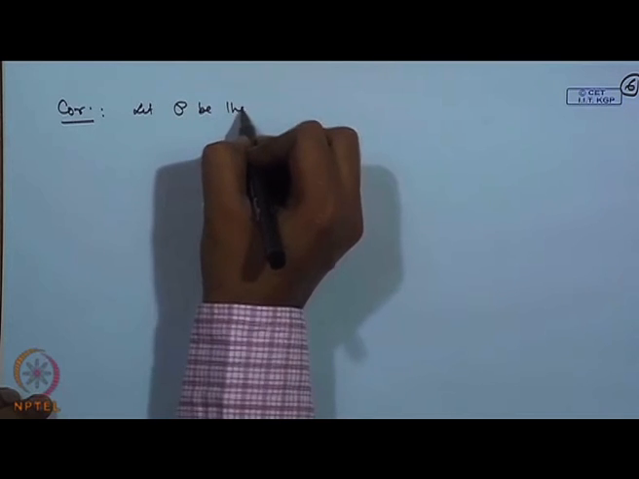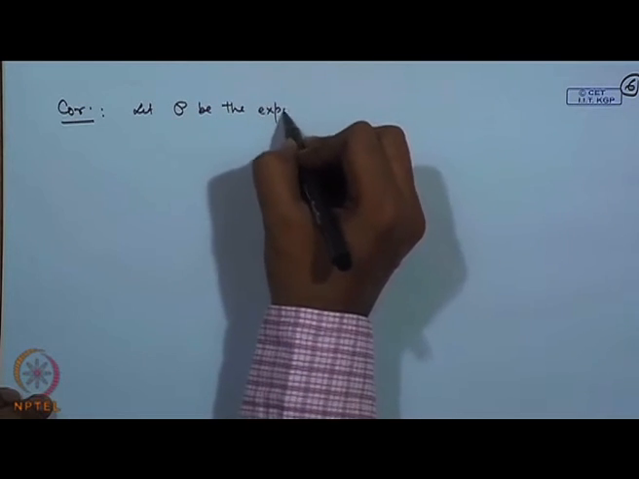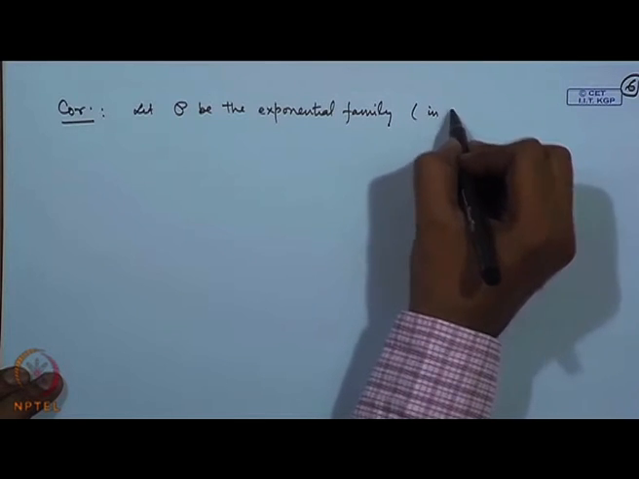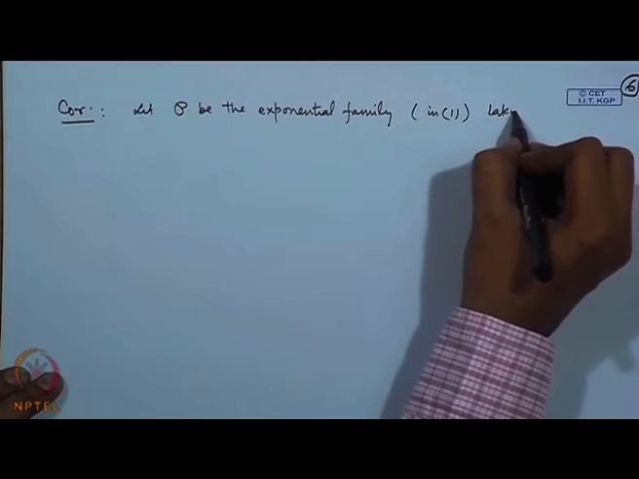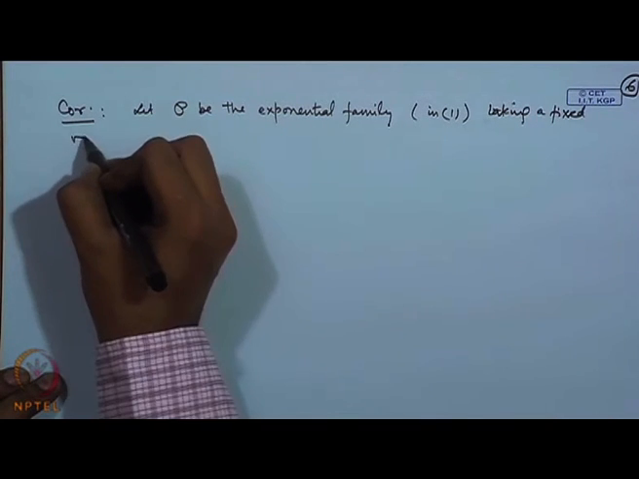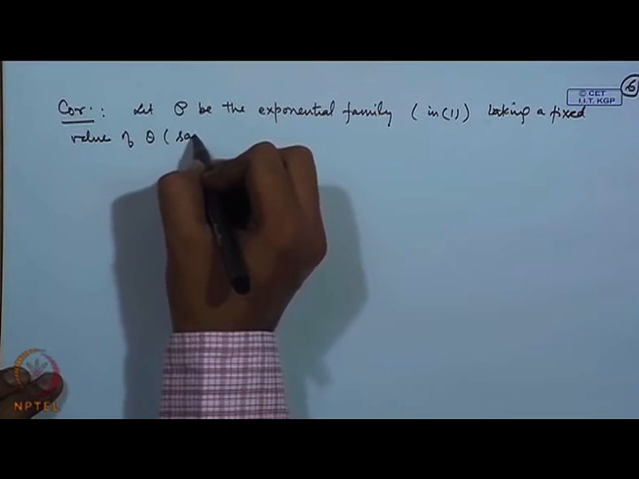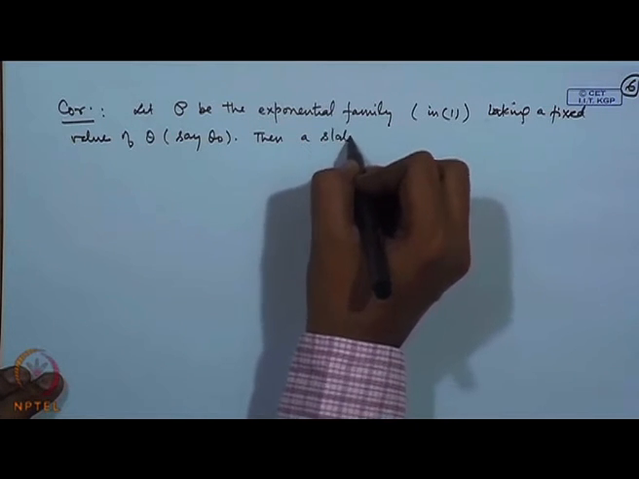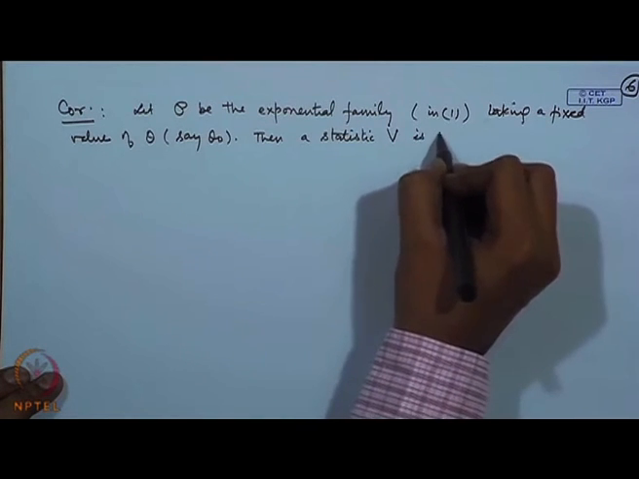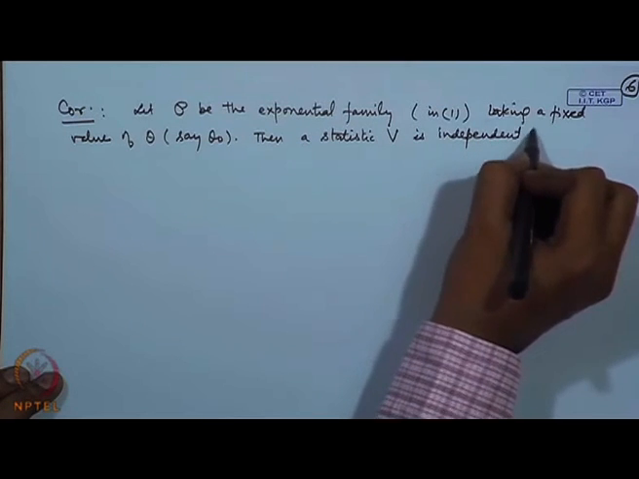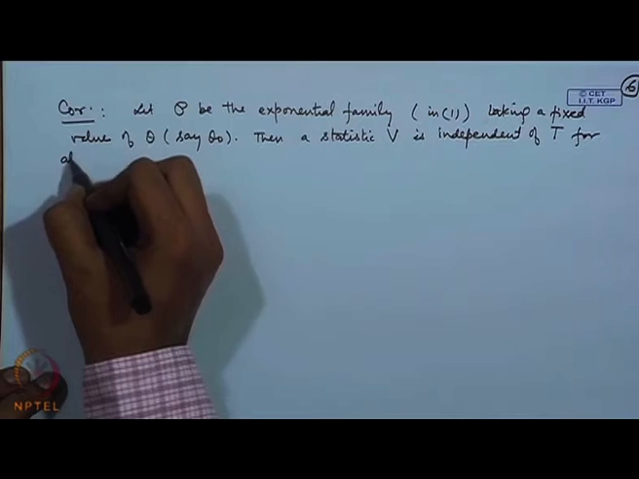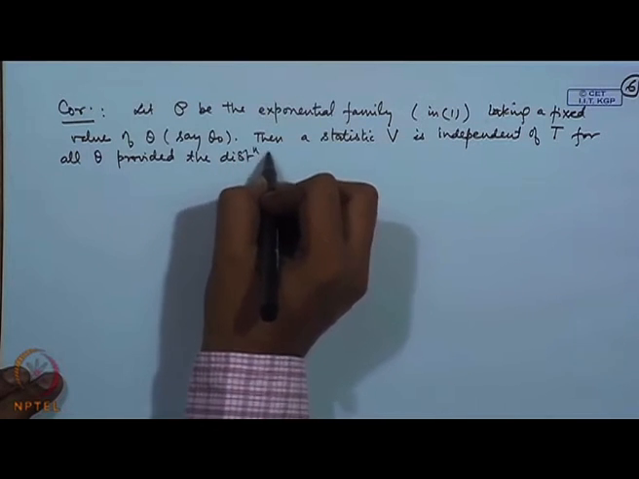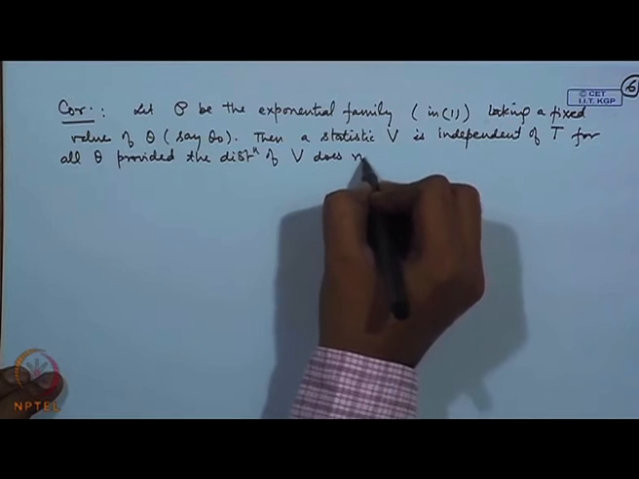Let P be the exponential family in 1, and taking a fixed value of, say, theta, then a statistic V is independent of T for all theta, provided the distribution of V does not depend on theta.